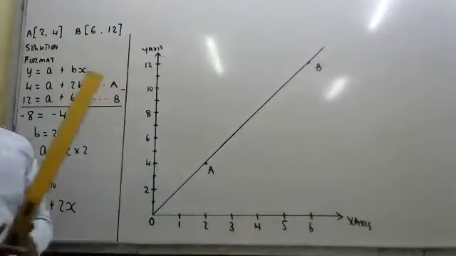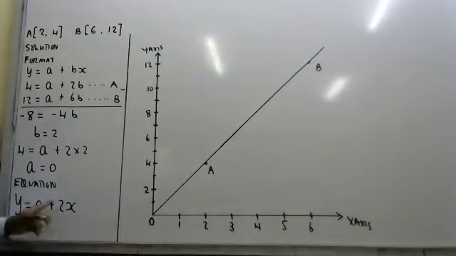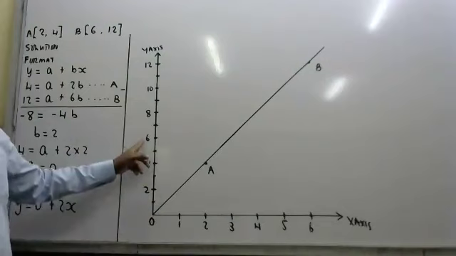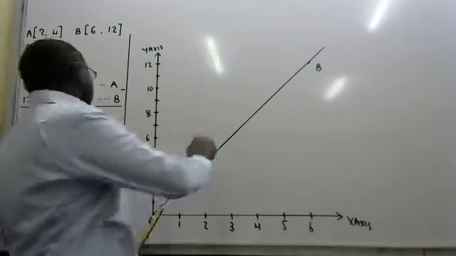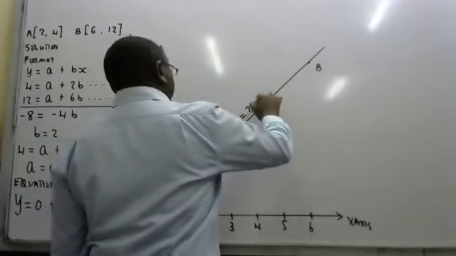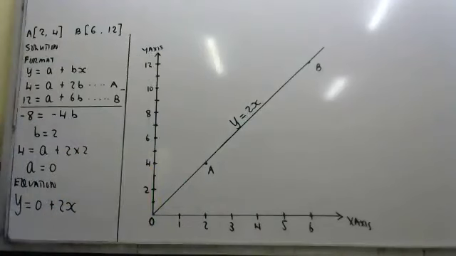And you notice that the line touches the y-axis at 0, because the value of a is what? 0. So if the value of a, for example, was 6, it would have touched at 6. So then you tell us, this is the equation, y is equal to 2x.